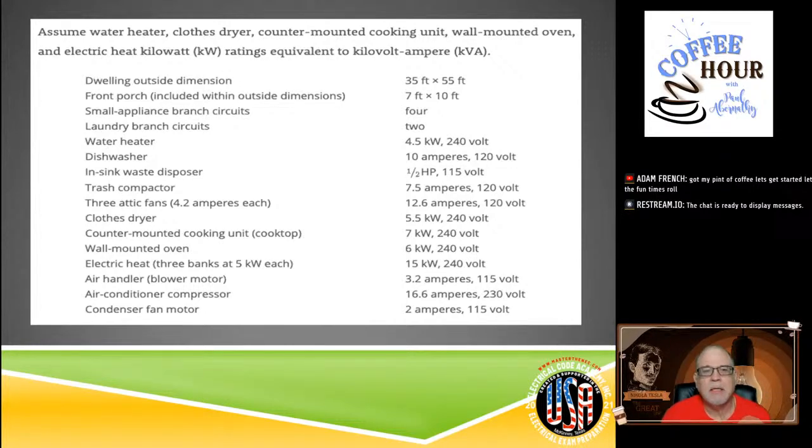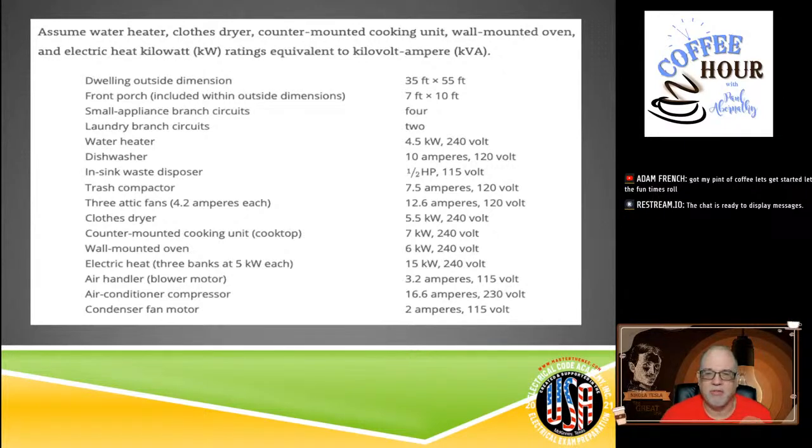Pretty straightforward. We have small appliance branch circuits. Now, we have four. That's something significant to remember. So I'm going to write small appliance branch circuit, or the acronym SABC, and I'm going to put four beside it, because the National Electrical Code only requires a minimum of two. But remember, if you install more than two, and you certainly can, you have to account for those. It's not like, oh, I can put in 15, but I still only have to calculate for two. No. If I put in four, I've got to account for four. So remember that.